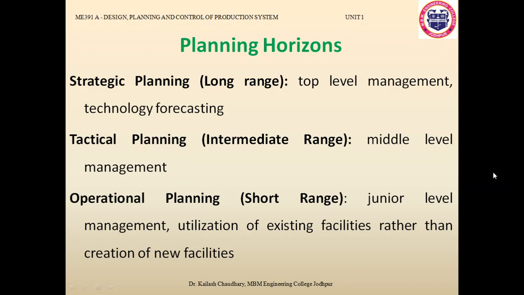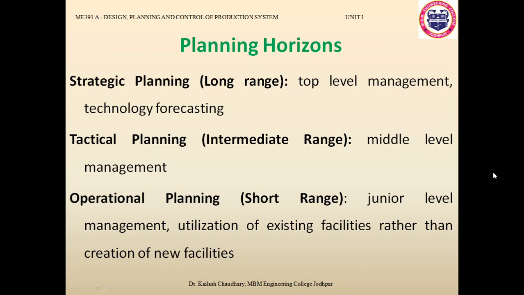So all these details, only the top level management discusses, and accordingly they design the production plan, they make the activity plan, and accordingly they instruct the middle level and junior level management to go for production. Next is tactical planning, intermediate range. It is between long range and short range.